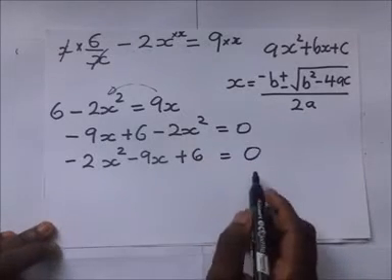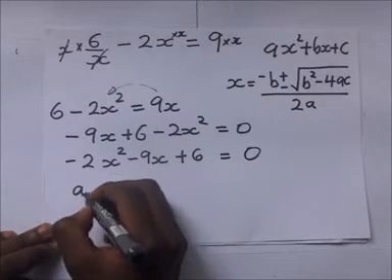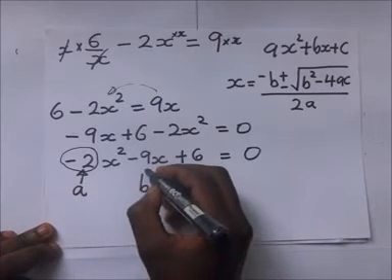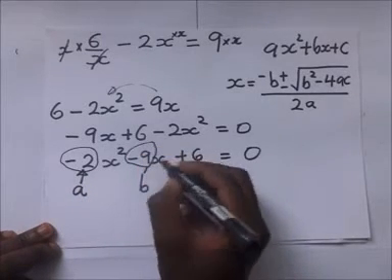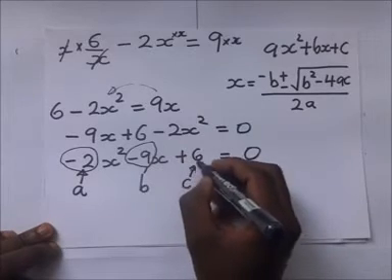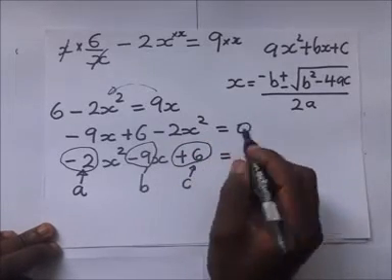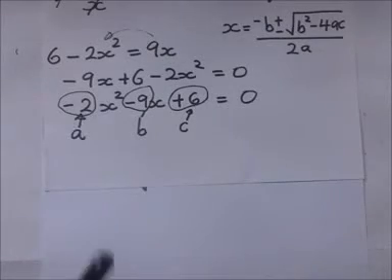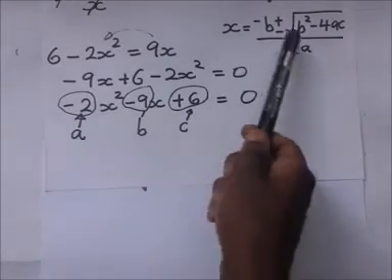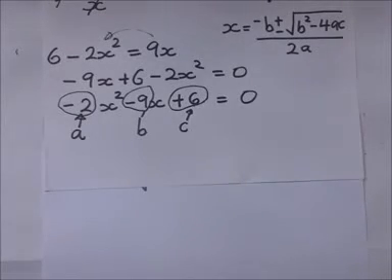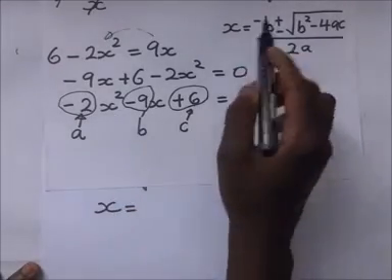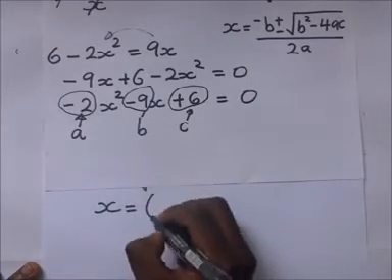So looking at this, our value of a is negative 2. Our value of b is negative 9. And our value of c is positive 6. So we substitute these in this expression. Substituting these terms a, b, and c in our equation means that our value of x is going to become negative b. Our negative b is negative 9, so it's negative 9.